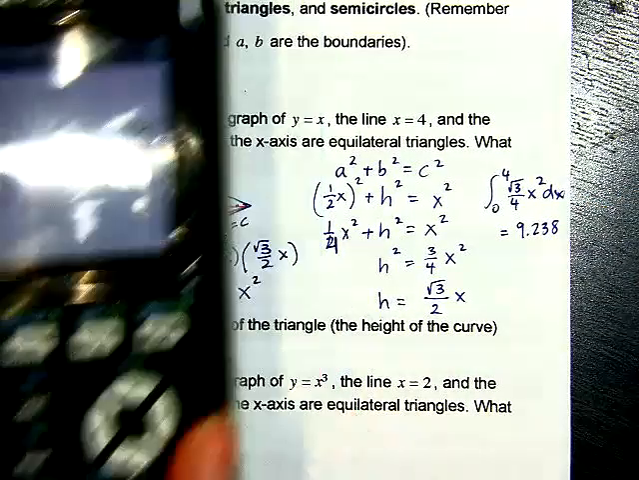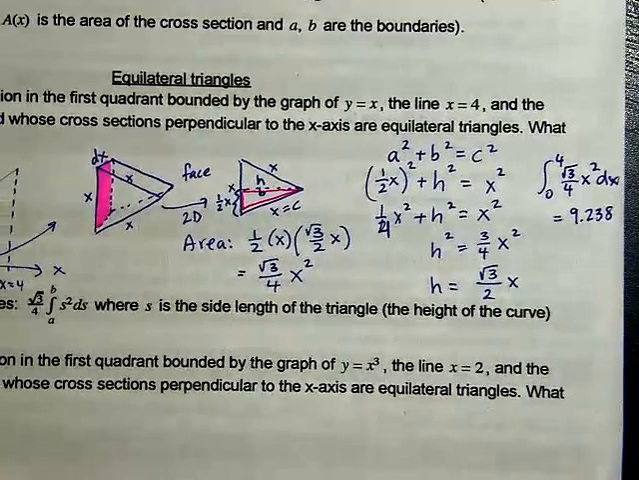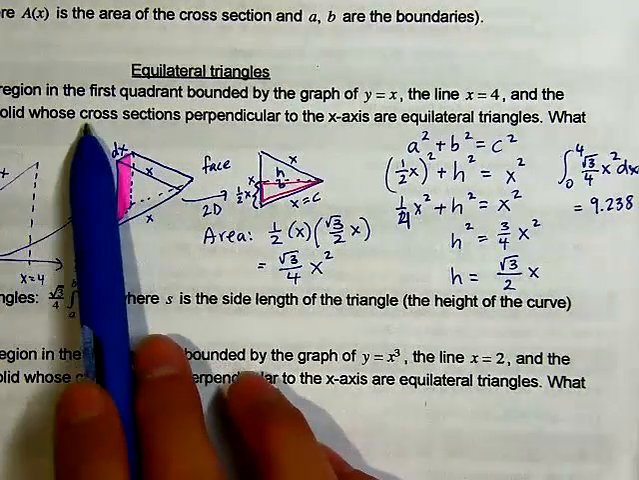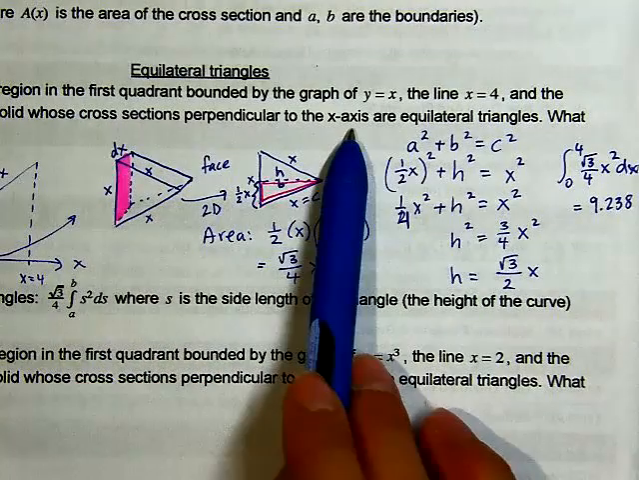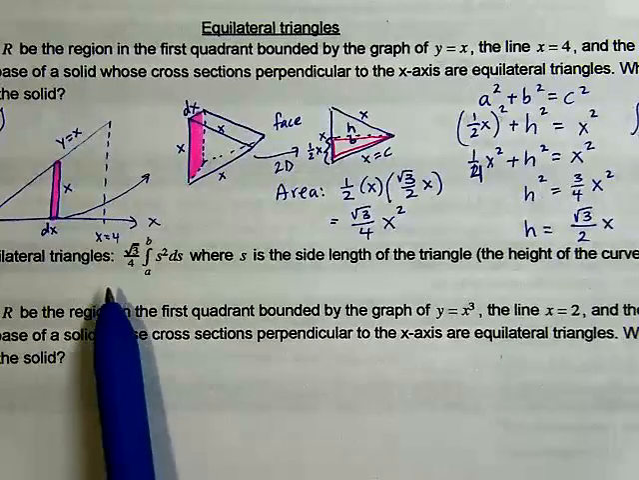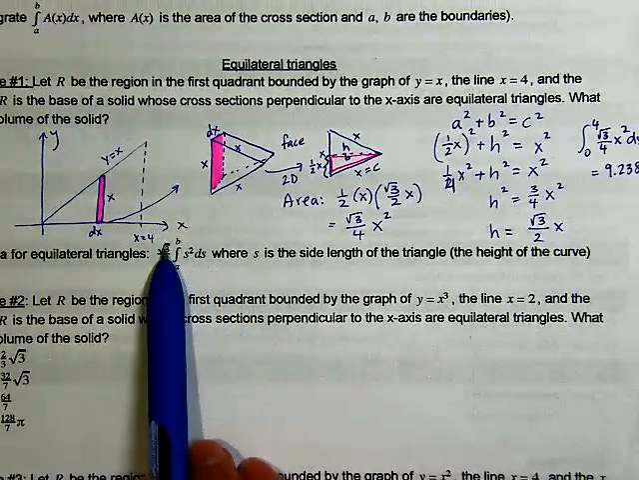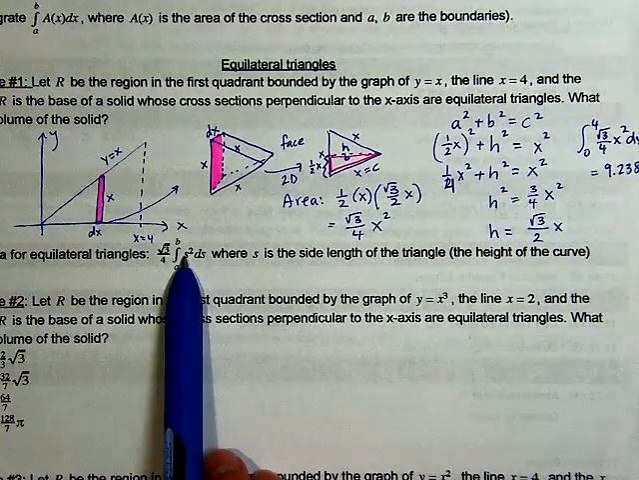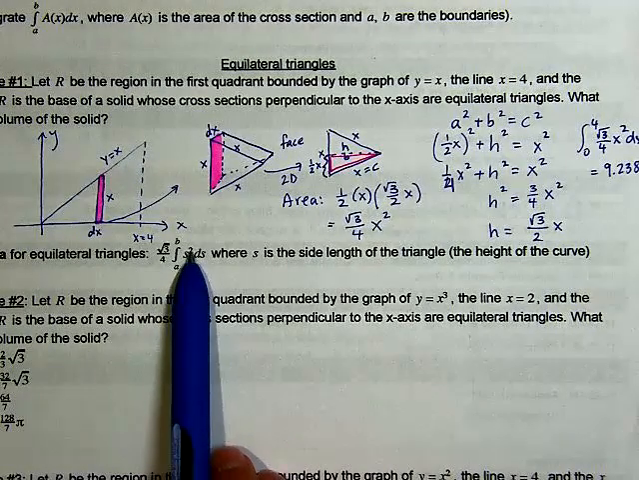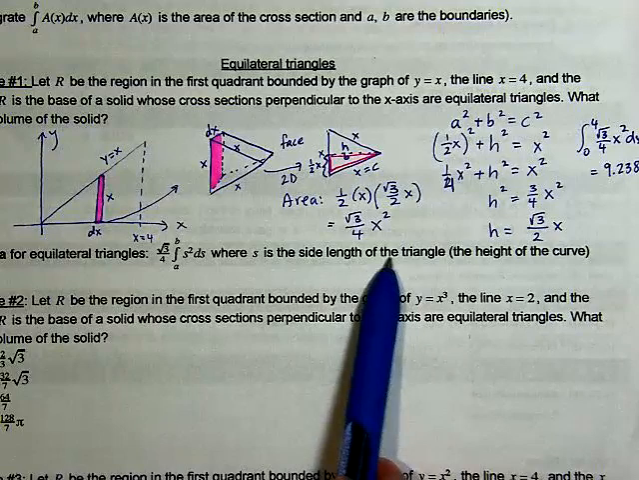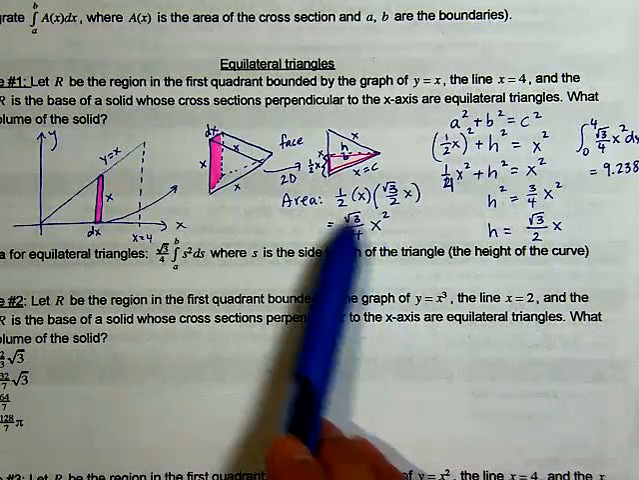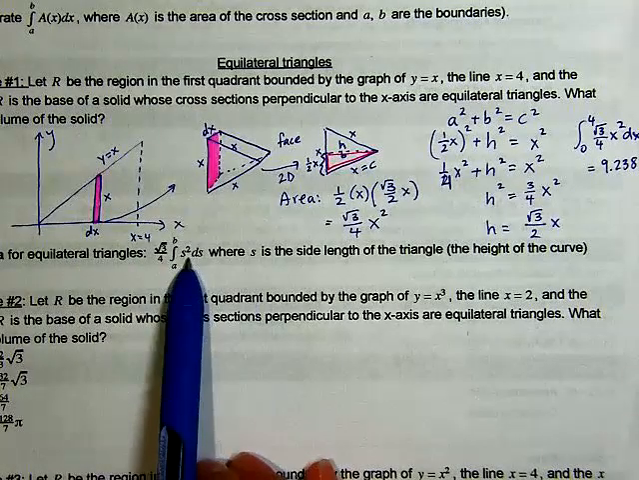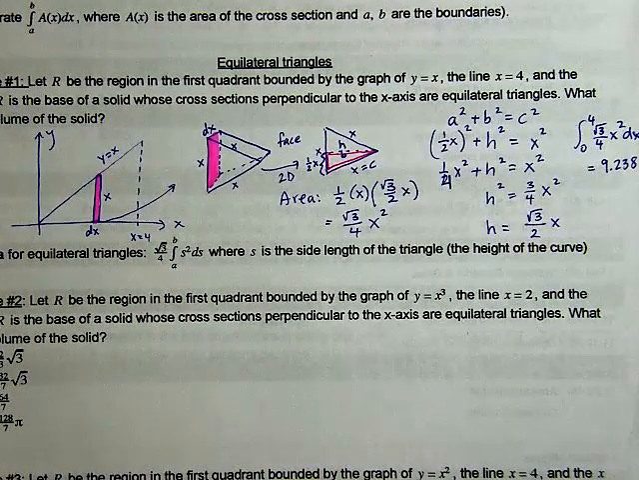All right, that leads us to our formula. If College Board asks you for a region whose cross sections are perpendicular to the x-axis, here's the formula right here. So I went ahead and pulled that square root of 3 over 4 outside of the integral because it's constant. And so we have s squared ds, where s is the side length of the triangle. So in other words, the height of the curve. Here, my curve was x high. So just in general, whatever your s is.